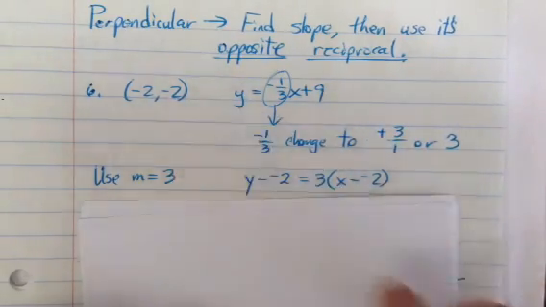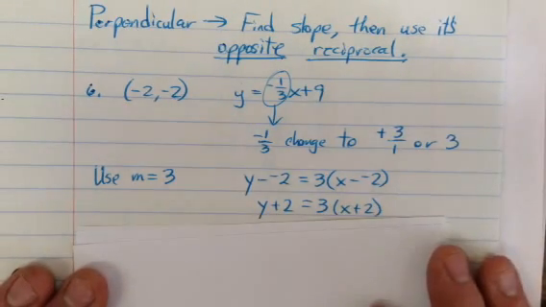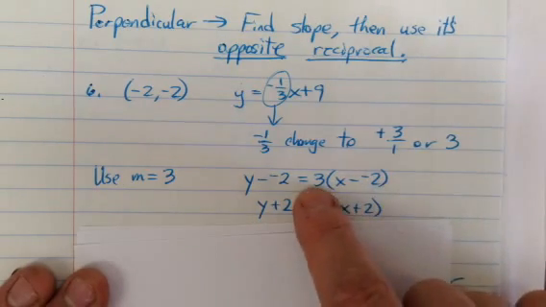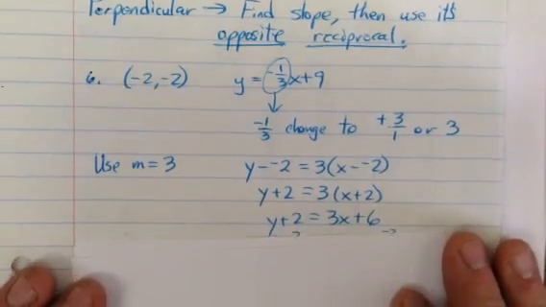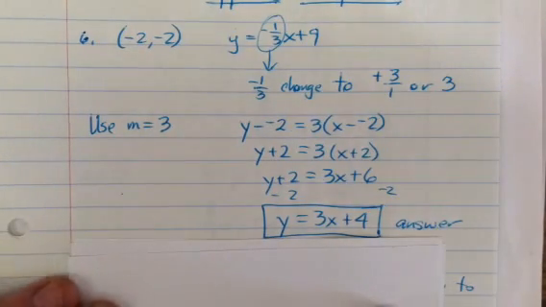Now we go back and use our point slope form, just like we did in the other problems. I'm cleaning up double signs, plugging in my y value here, my x value here, my slope here, distributing and solving for y. My answer to number 6 is y equals 3x plus 4.